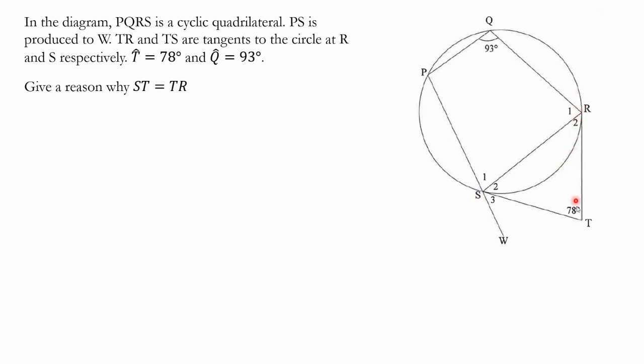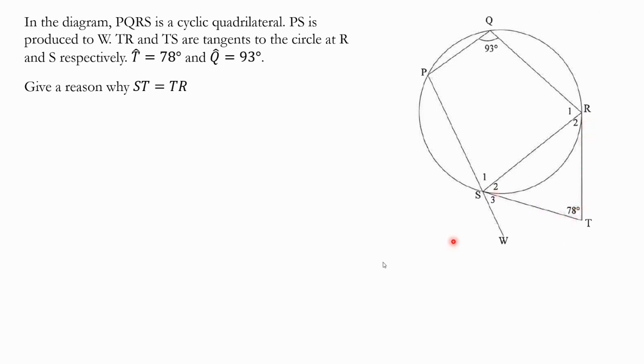Then TR and TS are tangents to the circle at R and S respectively. And then angle T is 78 degrees and angle Q is 93 degrees. Give a reason why ST is equal to TR.